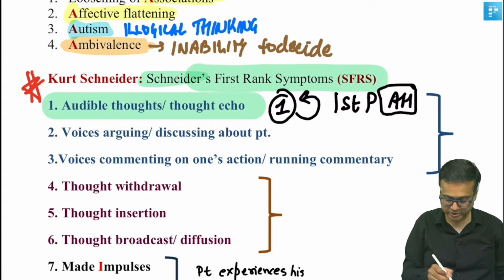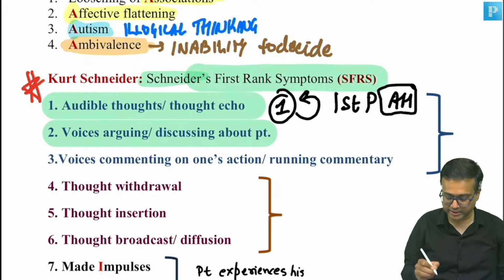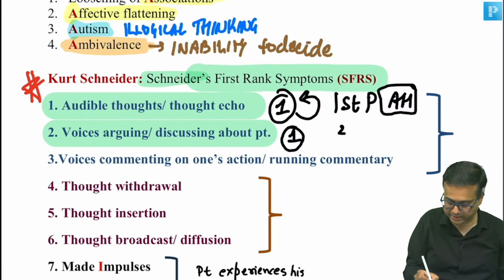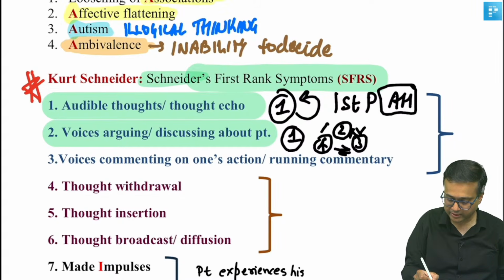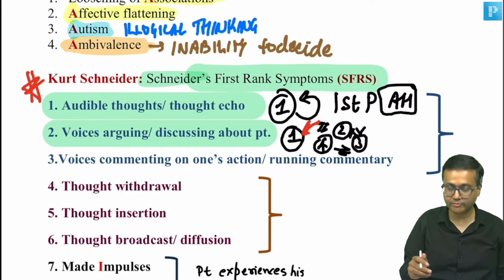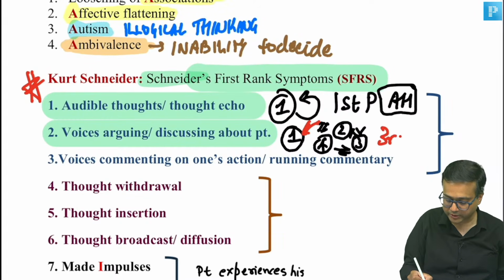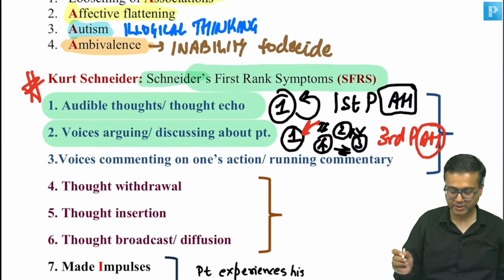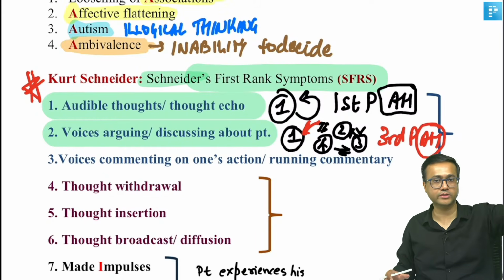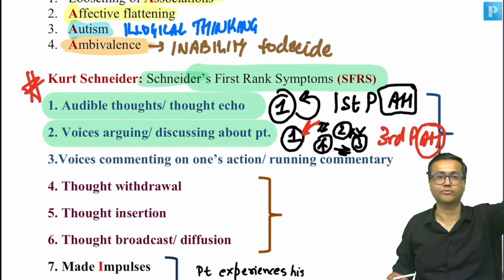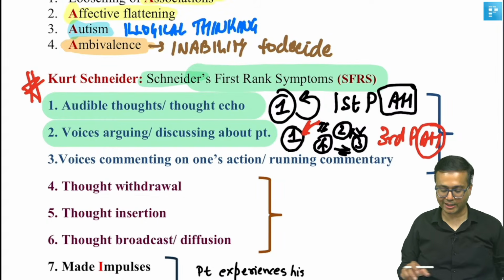Next is voices arguing or discussing about the patient. Patient says, sir, I can hear few voices which are talking to each other. Those voices are talking among themselves, which the patient can hear. So this in fact is an example of third person auditory hallucination. He can hear 2-3 voices talking amongst themselves about the patient. So this is third person auditory hallucination.